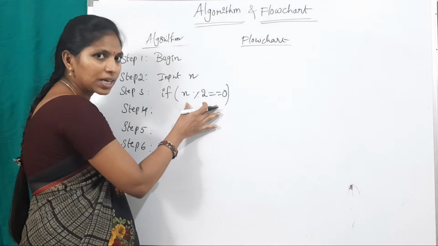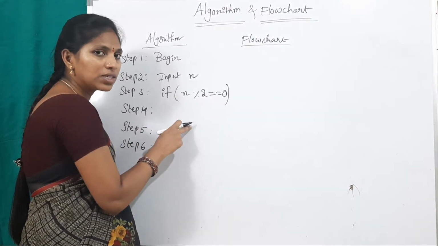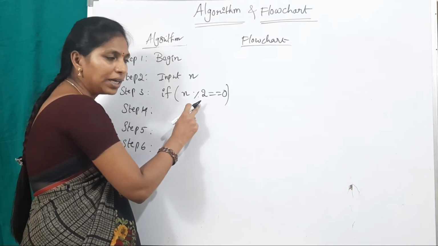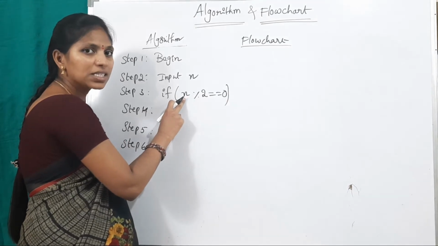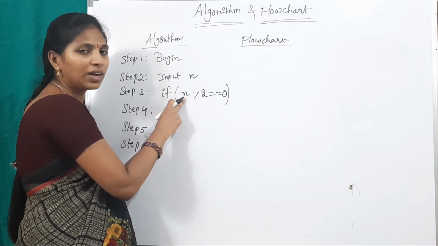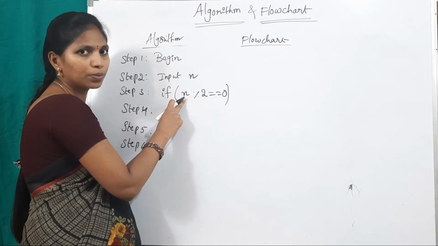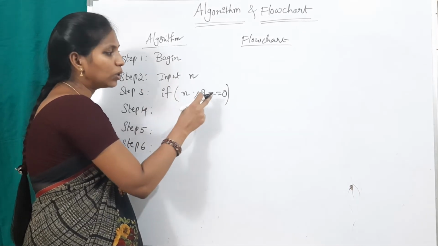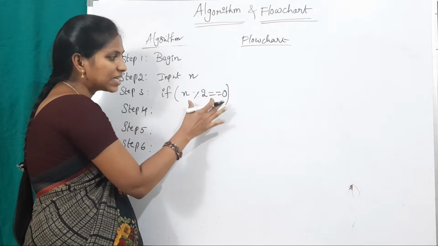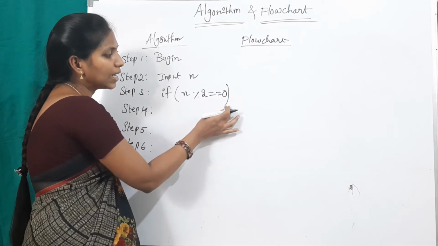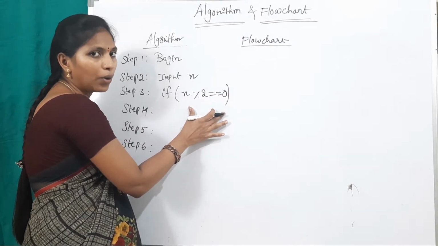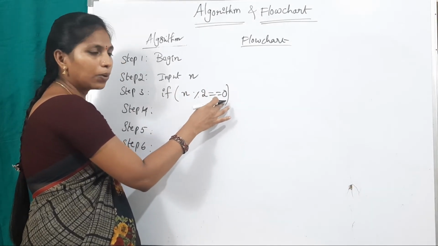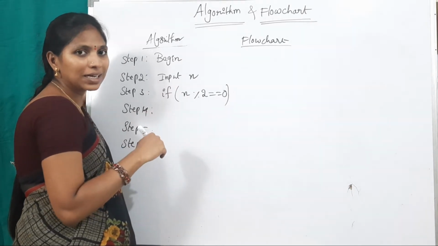Actually, what is the process here? Division. But after division, it will give the remainder. If the remainder is 0, then this n is even. All even numbers are divisible by 2. So this is the condition, n modulo 2. Here not a single equal to, double equal to 0, which means this is a comparison. LHS and RHS, both are equal or not. If n modulo 2 equal to 0, then n is even, otherwise it is odd.